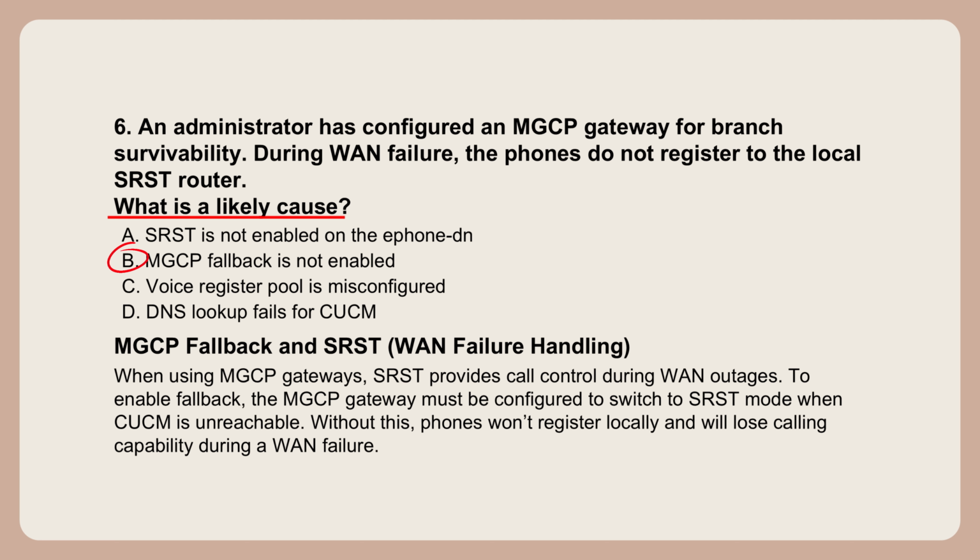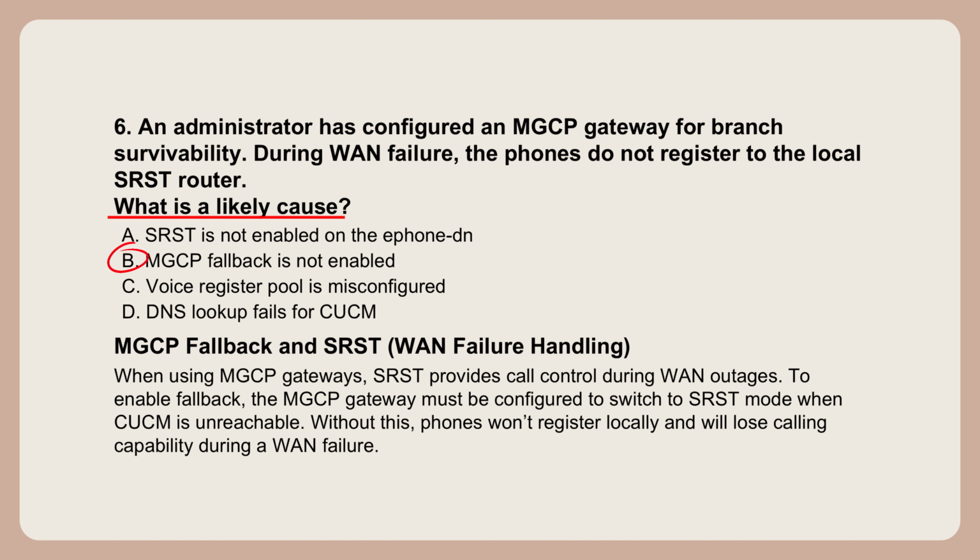MGCP fallback is the specific command, the mechanism that tells an MGCP gateway, hey, if you lose your connection to your primary CUCM over the WAN, which just happened in this scenario, you are now authorized to switch into SRST mode and start acting as a mini call control for the local phones, registering them to the SRST router also running on you. It's the trigger for the survivability mode. It's the explicit instruction to enter that mode.